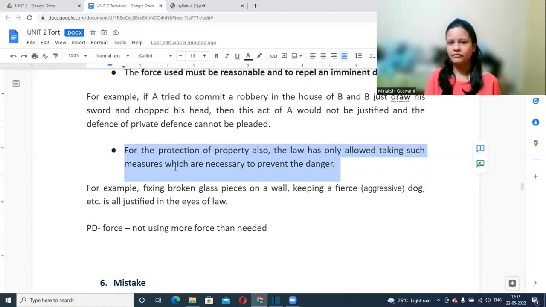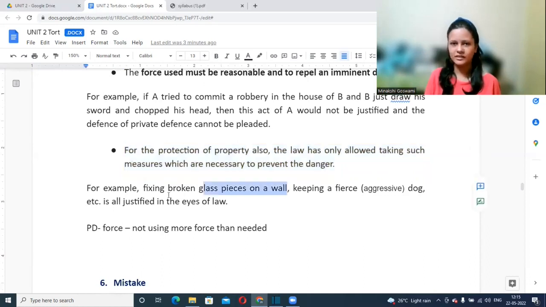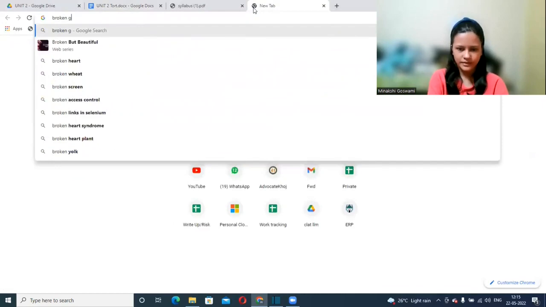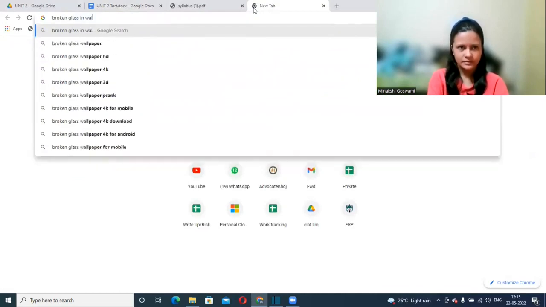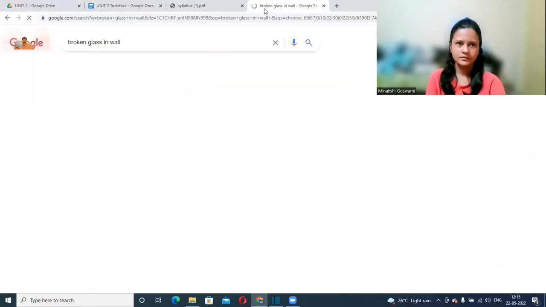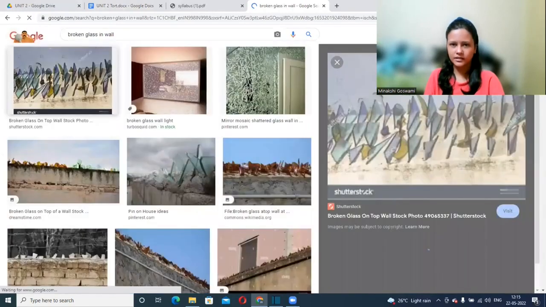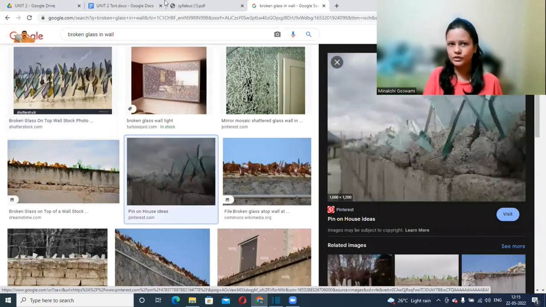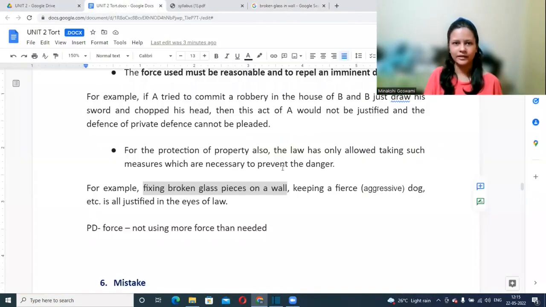There are steps like fixing broken glass pieces on the wall. Have you seen that? On the boundary wall, they would fix broken glass pieces. Yes, ma'am. Like this, they would fix, right? So that no one can cross the wall in order to enter the house, because normal people would just try to open the gate. They will not try to cross. So this is a very common way that is being used in order to prevent any sort of thing happening at the house. This is nothing but a reasonable thing that you are taking.